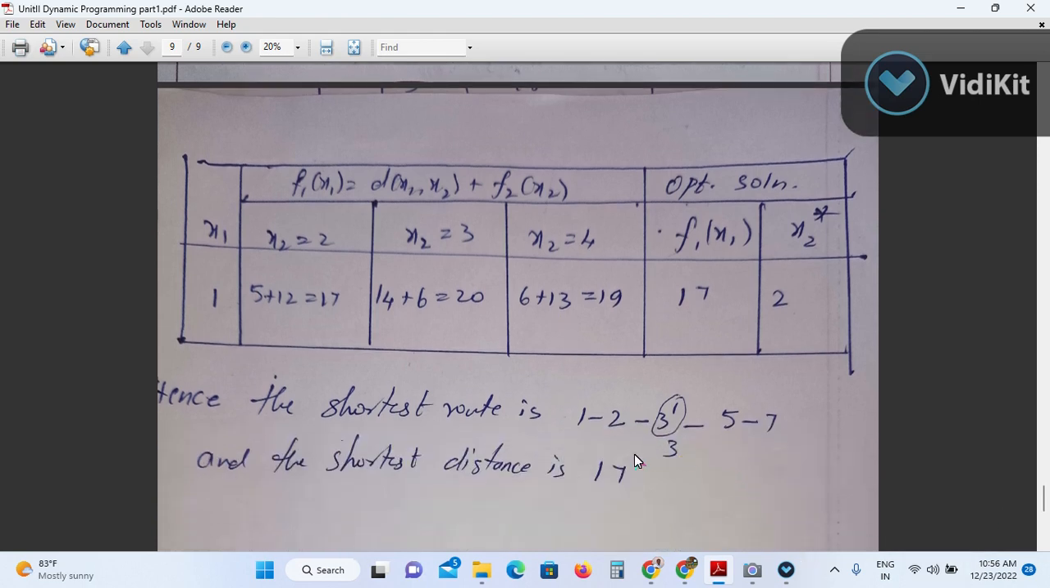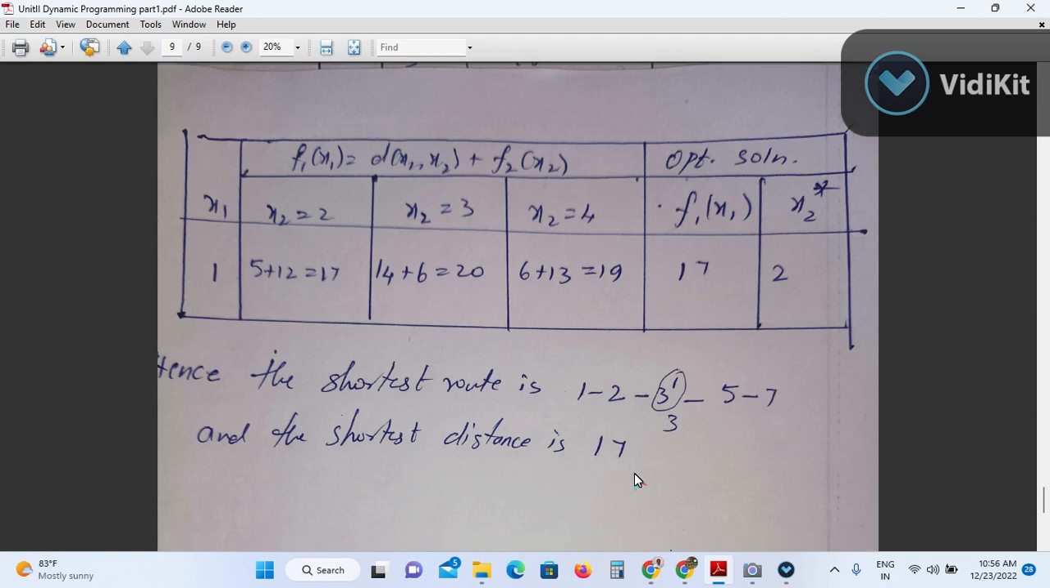So the final answer is from 1 to 7, that is 7 to 5, and 5 to 3 prime, and 3 prime to 2, and 2 to 1. But 3 prime, I already told you, is just a duplication of 3, therefore I simply replace it by 3, and the corresponding distance is 70 miles. That is the shortest distance. So I'll stop here at present.